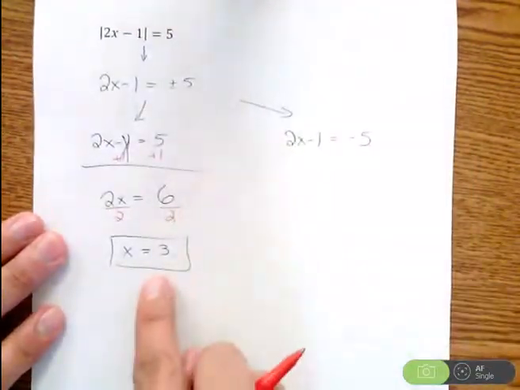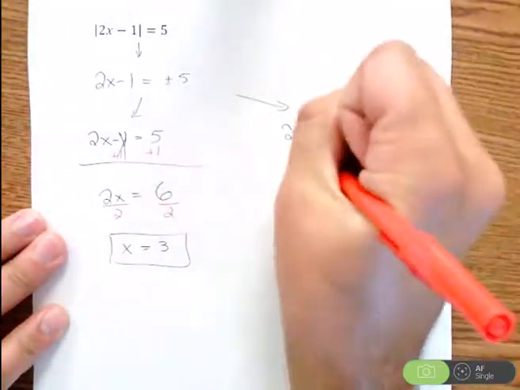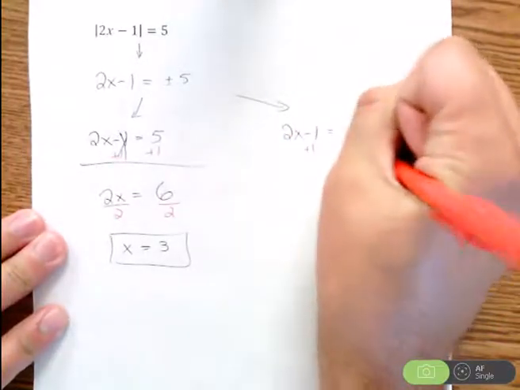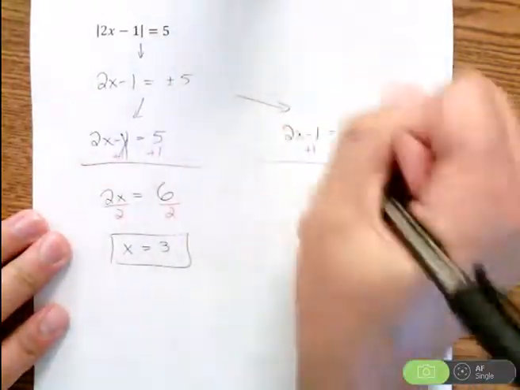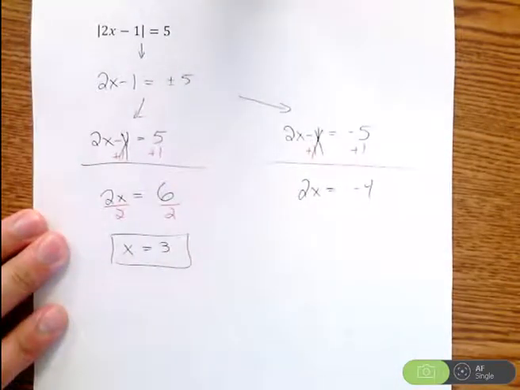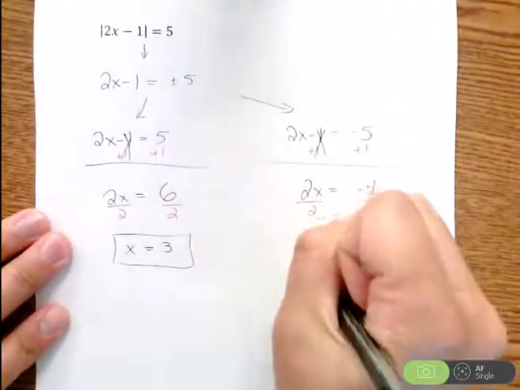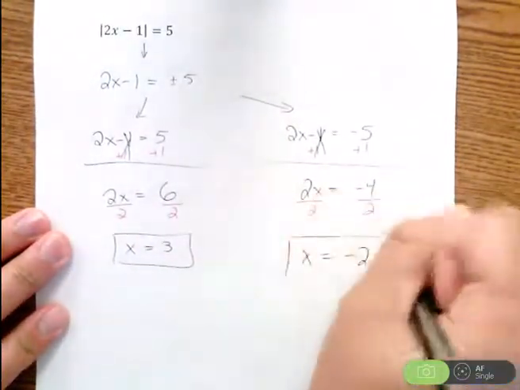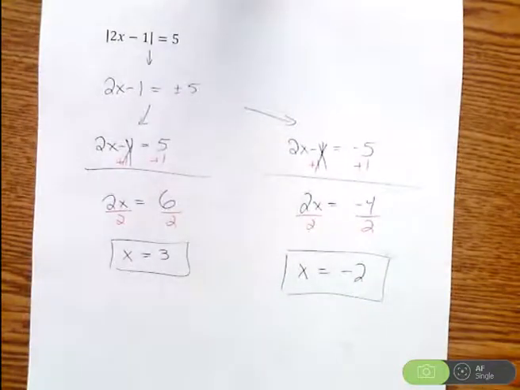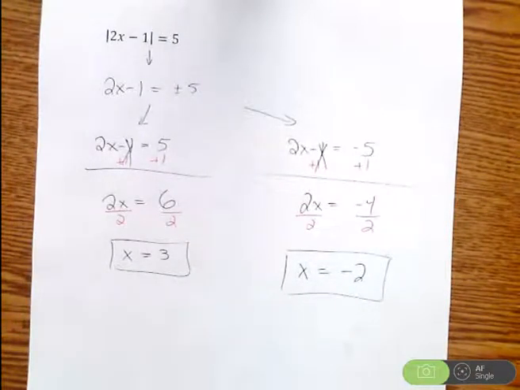I'm going to solve the right one now. So I'm going to actually go through the motions of solving this. Don't just take 3 and automatically write negative 3. Go through the motions. Add 1. So I would have 2x equals negative 4. Divide by 2, and we get x equals negative 2. And again, I could always plug that in. It will work. I'll get 5 equals 5. And we're good. So that was solving absolute value equations, and that was part 1.